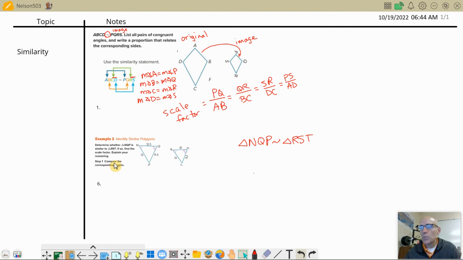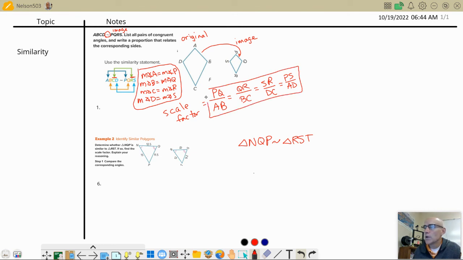So it says compare the corresponding angles. It says determine whether they're similar. They're not telling us they are similar to each other. So let me back up a little bit. I'm assuming, like when I read this first, that they are similar, but we're not sure. So how are we going to determine whether they're definitely similar or not? Well, what did we say up here? All their corresponding angles are congruent, and all the sides are in the same ratio.